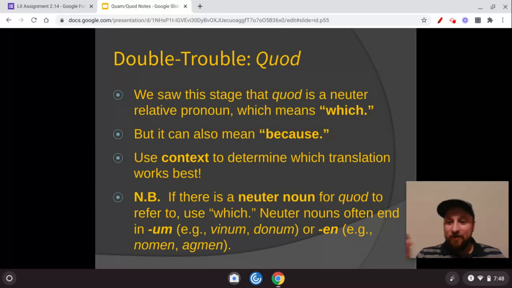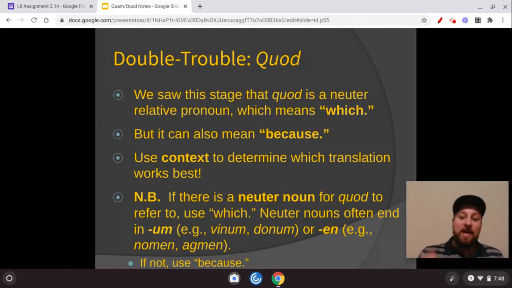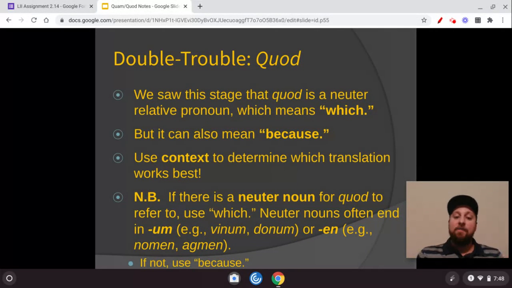Now, the technical explanation for this is if there's a neuter noun for quod to refer to, choose which. If there isn't, it's probably because. Now, the issue is we really haven't formally talked about, though we've seen quite a few neuter nouns over the course of the book series so far since stage 1.